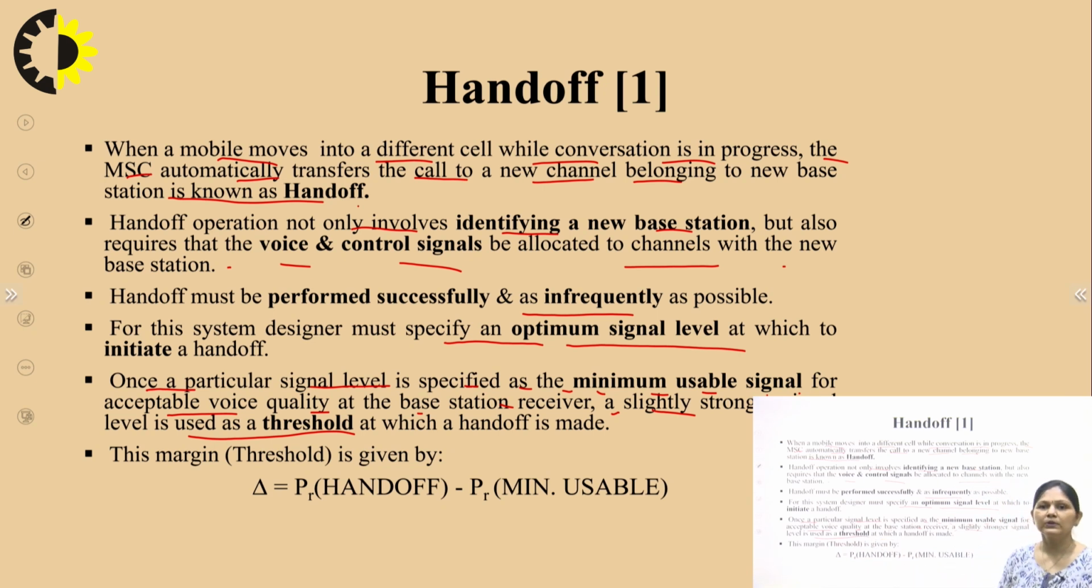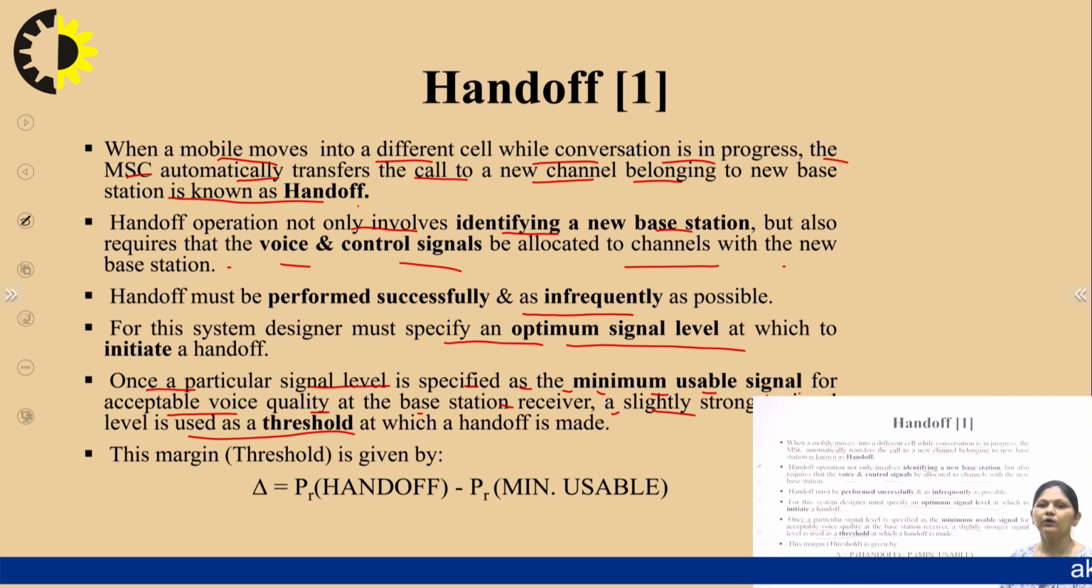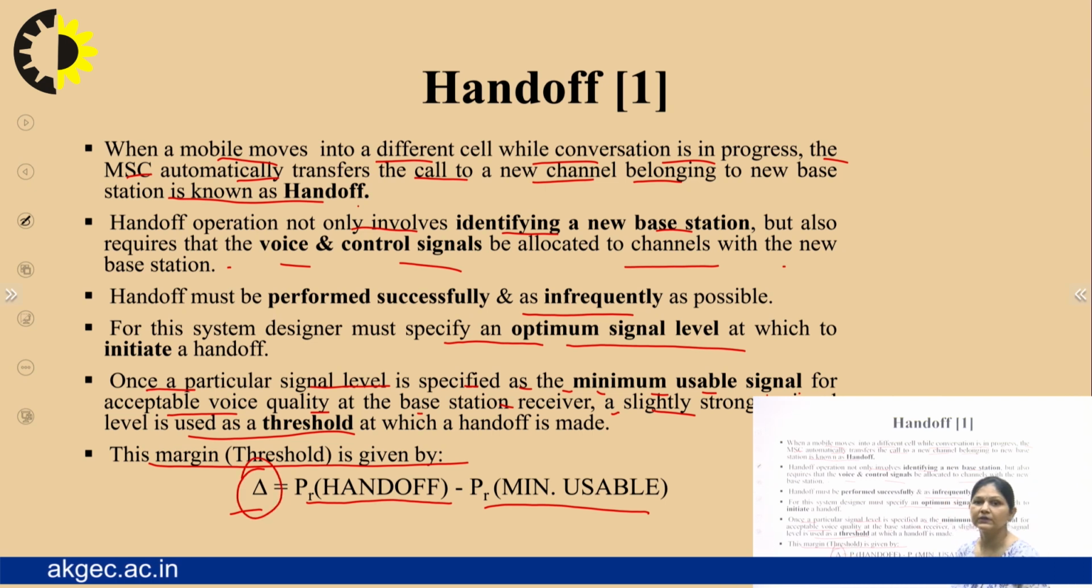So we have two levels of signals. One is the minimum level of signal at which voice quality is acceptable. The other is above that, called the threshold level. We have to decide between these two levels whether the handoff should occur or not. This margin is denoted by delta, which is the power at handoff minus the minimum usable power at which voice quality is acceptable. So we have to take the decision on the basis of this delta.